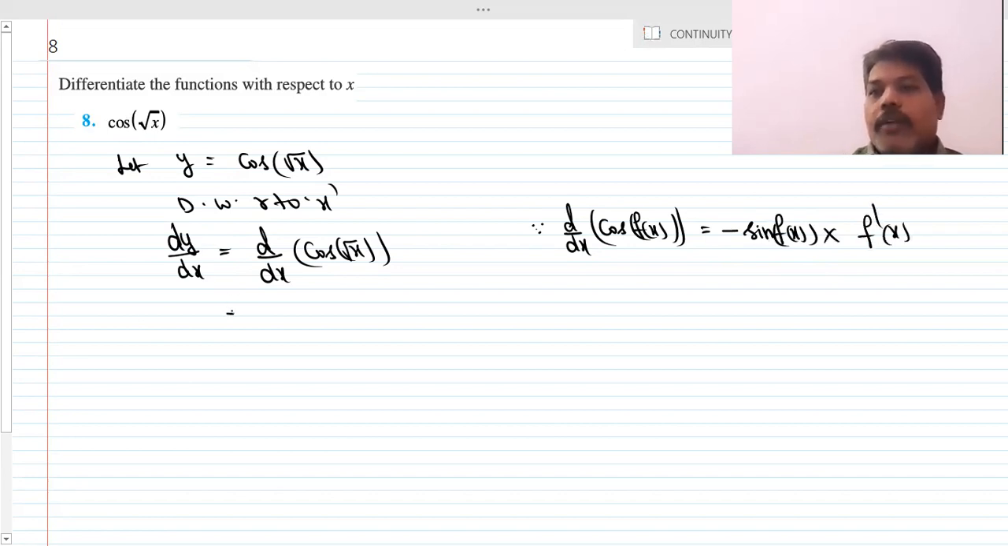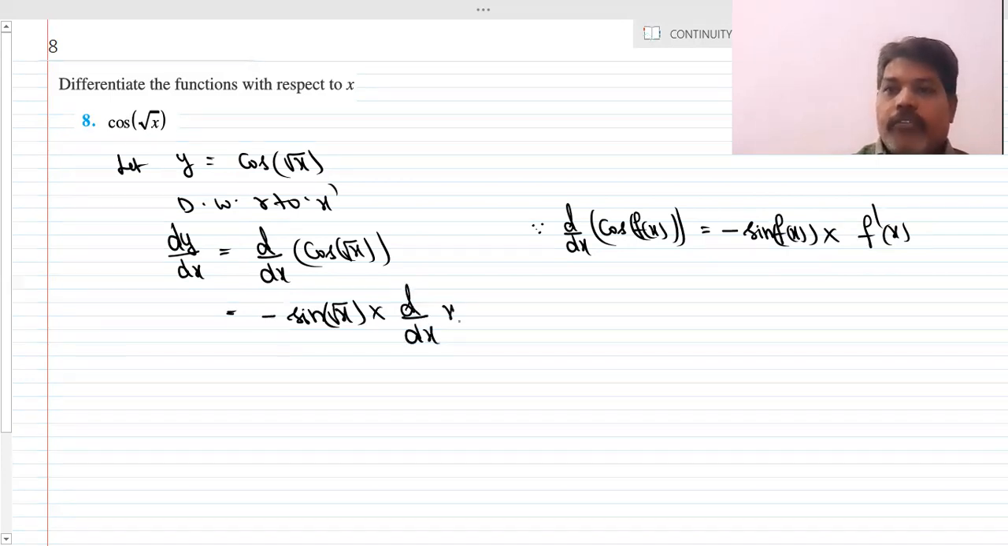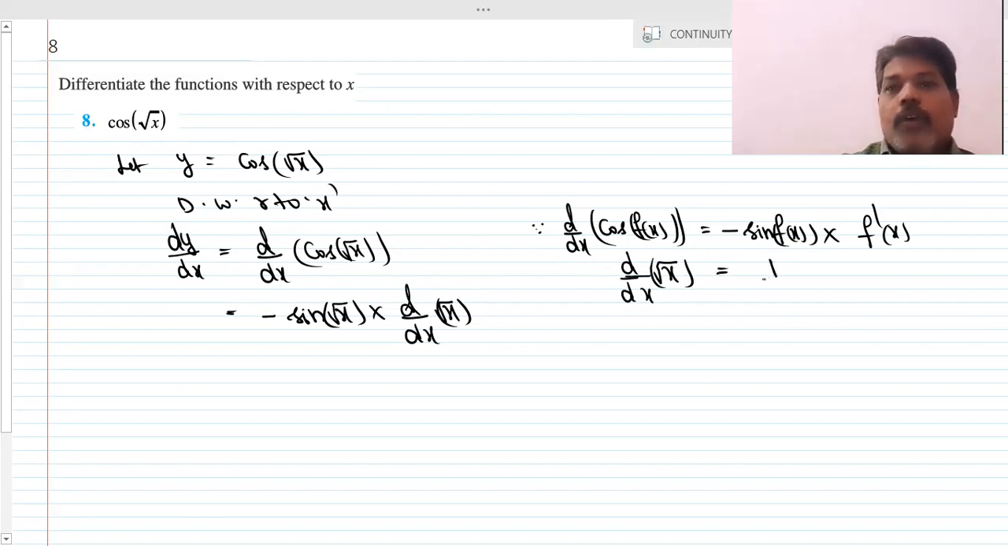So here what happens, students? The derivative of cos f of x becomes minus sin f of x, where f of x is root x, into the derivative of root x. Already you know one more formula: the derivative of root x is nothing but 1 by 2 root x. We will use this form in a number of problems.